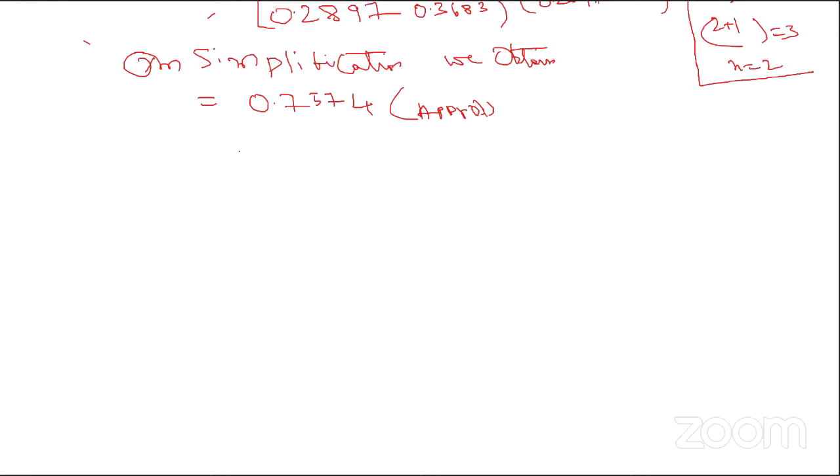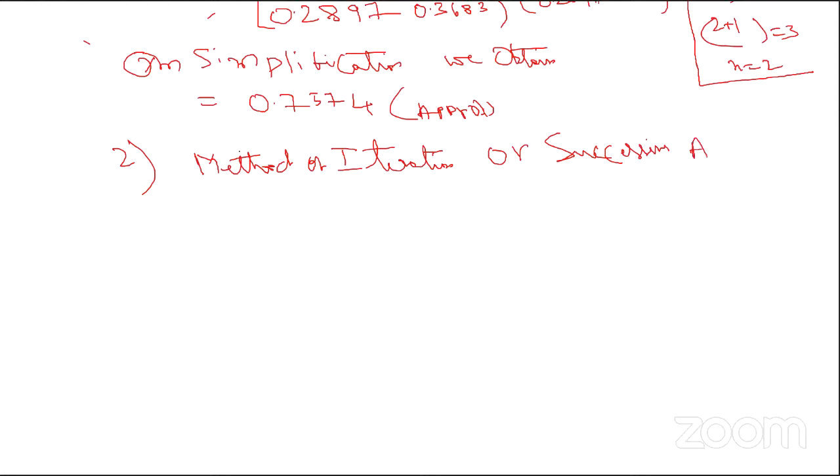Method of iteration or successive approximation method. Second one is method of iteration or successive approximations, page number 174.